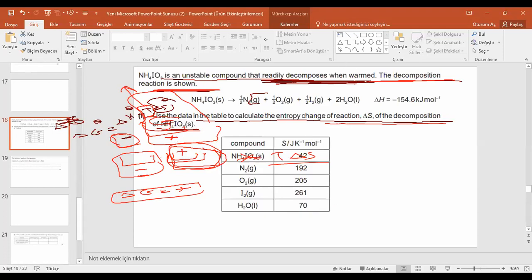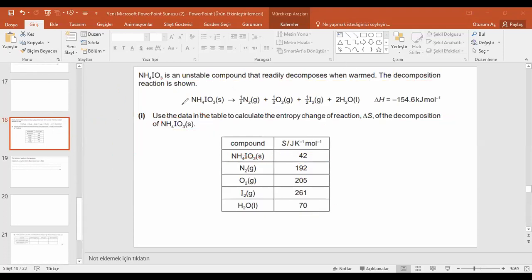Here we have another question, guys. Have a look. This compound is unstable and decomposes when warmed. The decomposition reaction is shown here. It has delta H negative, an exothermic process. Use the data in the table to calculate the entropy change, delta S.